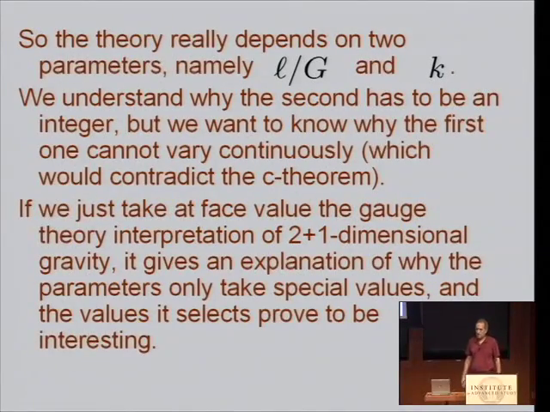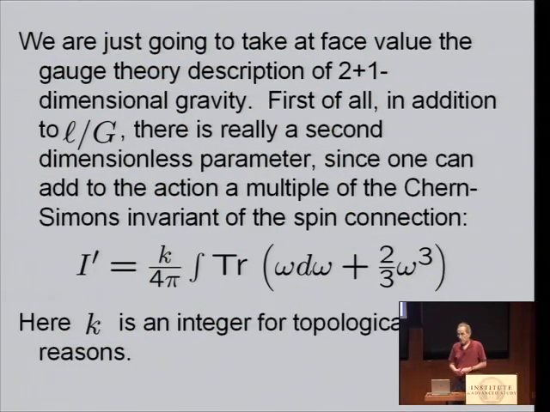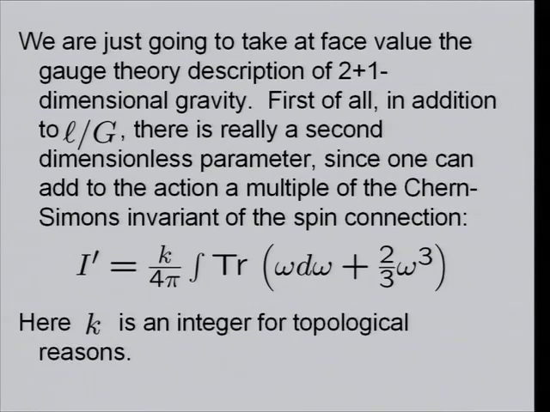And we understand that the second parameter is an integer. That has to do with, well, classical considerations. The Chern-Simons action is multi-valued, and in quantum mechanics, the action has to be defined modulo 2 pi. When you implement that, the 4 pi here was chosen so that if k is an integer, then the action is defined mod 2 pi.